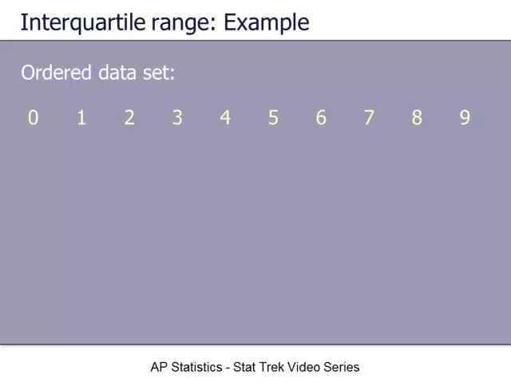Let's work through an example using the numbers from 0 to 9. Step 1 is to arrange these numbers in order from smallest to largest. Then we find Q2, which is the median of the entire dataset. Recall from the previous lesson that when you have an even number of values, the median is equal to the sum of the middle two values divided by 2. So in this example, the median, Q2, is equal to 4 plus 5 divided by 2, or 4.5.